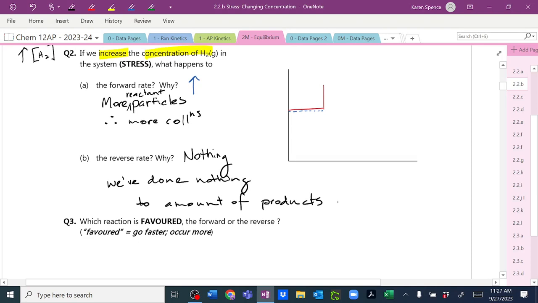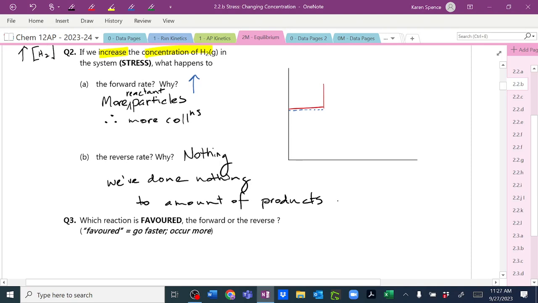So which rate is favored, the forward or the reverse? Forward means it's going faster. Forward rate is favored. The forward reaction is favored. This is just looking at the language again around that. If the forward rate is going faster, then the forward reaction is favored.